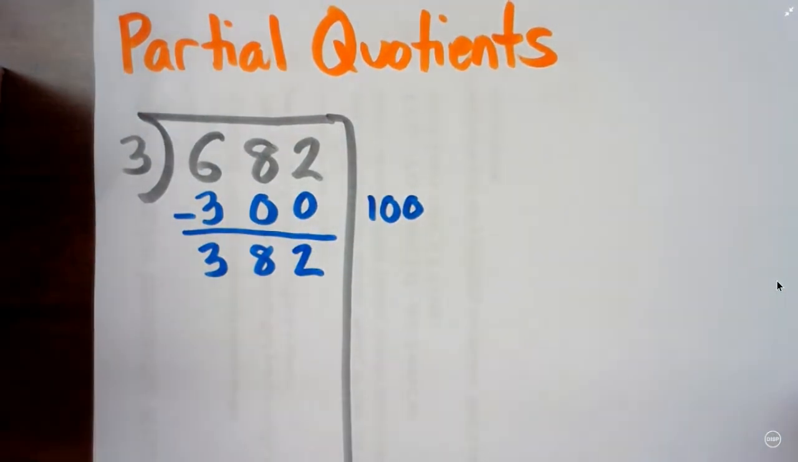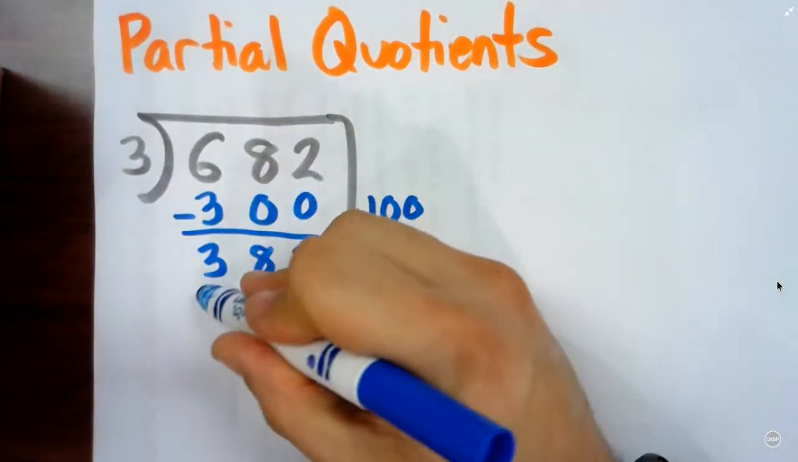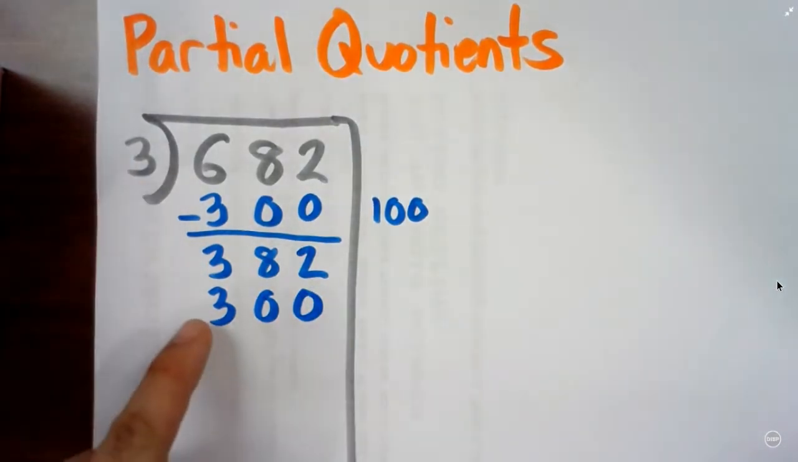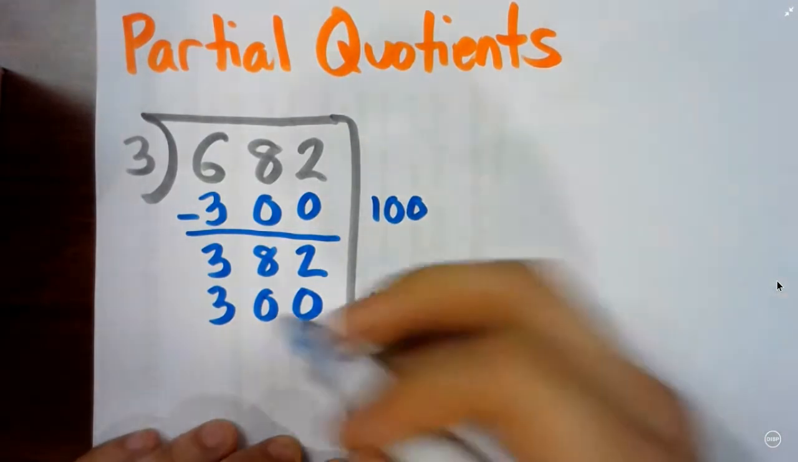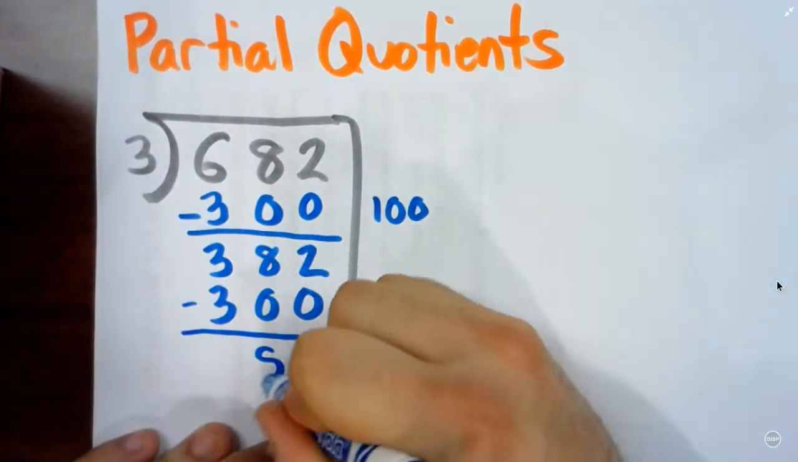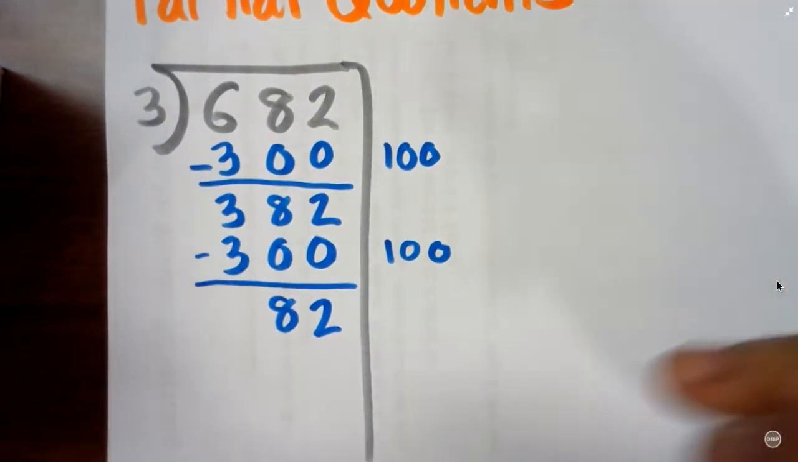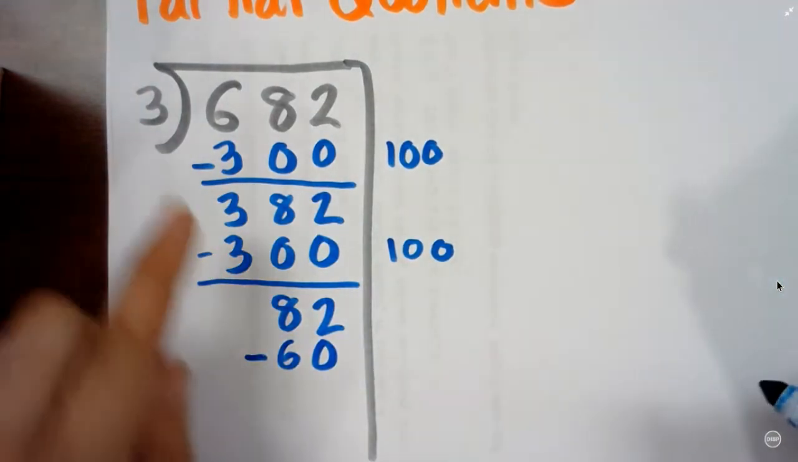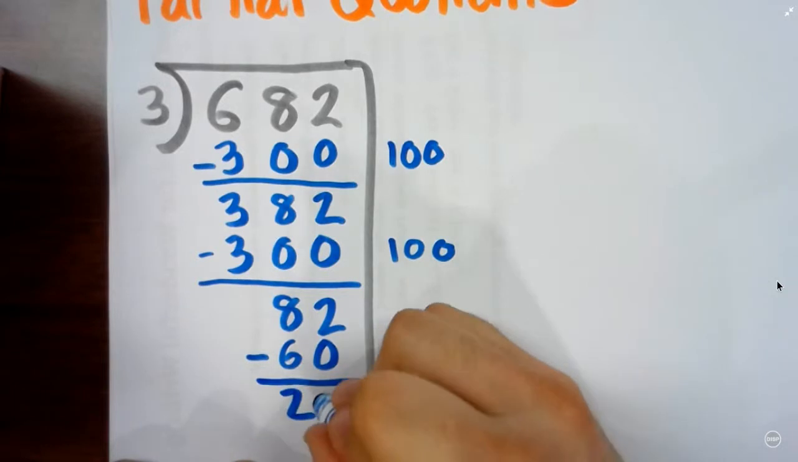382. So now I have to ask myself again, what can I pull out of 382 that's still divisible by 3? So I could pull out another 300. And I know that 3 goes into 300, once again, 100 times. And that now leaves me with 82. So what can I do now with my 82? I can pull 60 out of that. 3 goes into 60 20 times. And that's going to leave me now with 22.